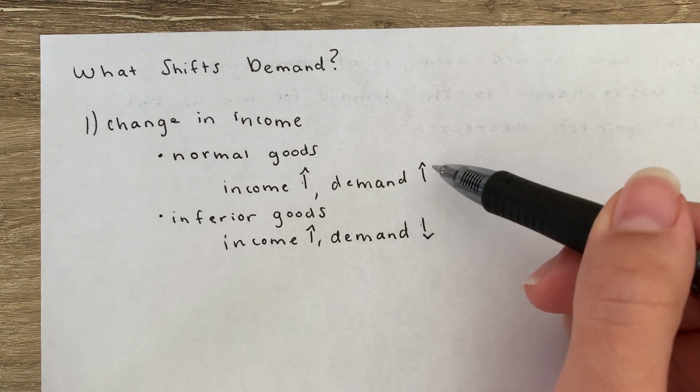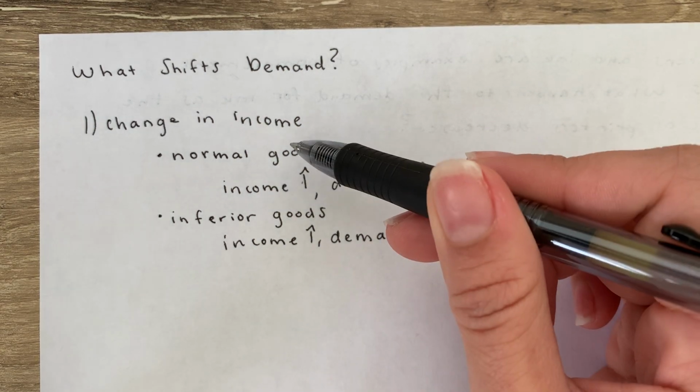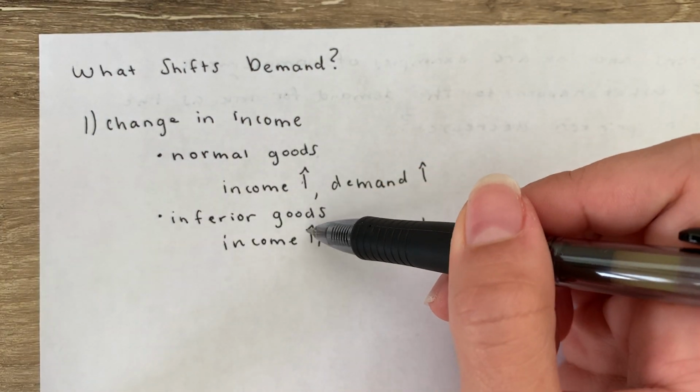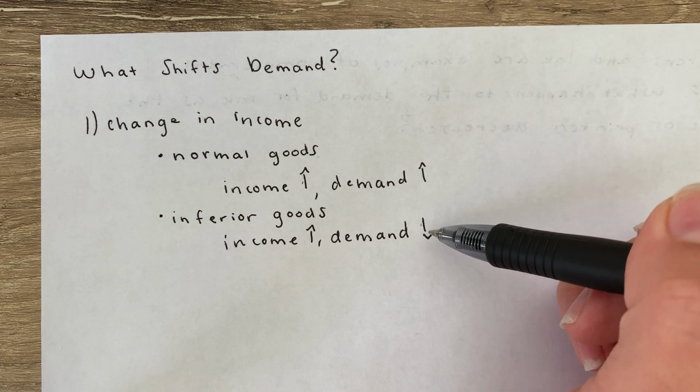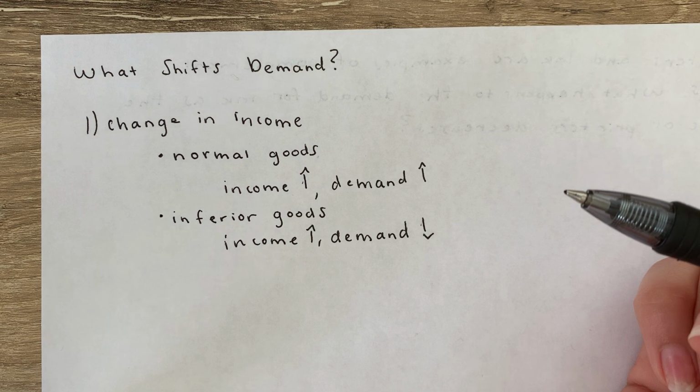Right, so you can see these have a direct relationship, right? Income goes up, demand goes up for a normal good. For inferior goods, income goes up and demand goes down. So these have an indirect relationship, right? One goes up, the other goes down.